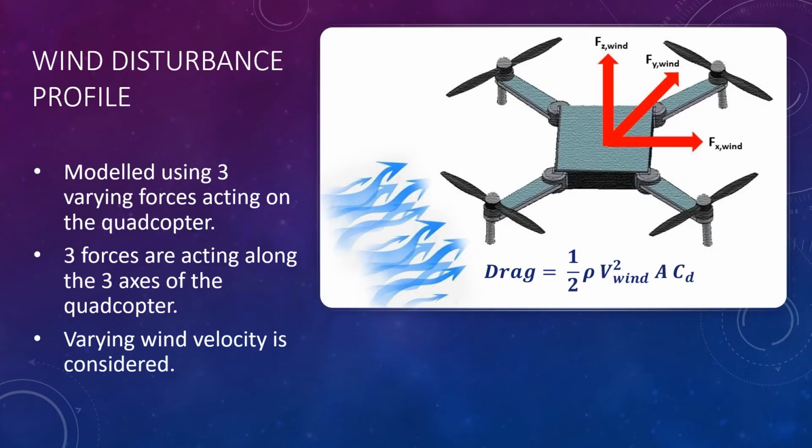Then we have simulated the wind disturbances acting along that path. We modeled that using three varying wind speeds acting on the quadcopter, which results in three varying forces acting on the quadcopter.